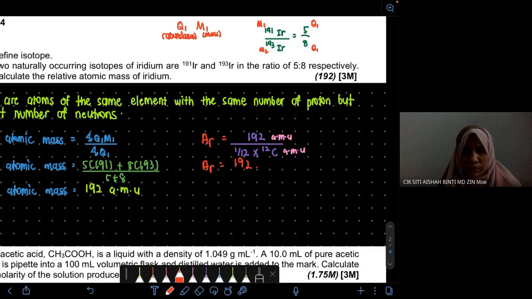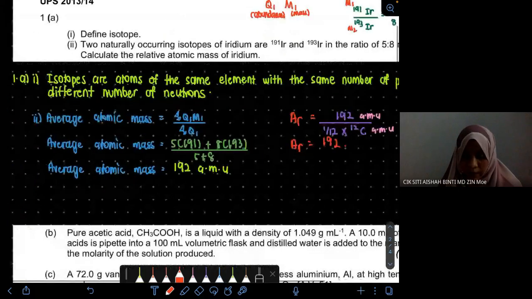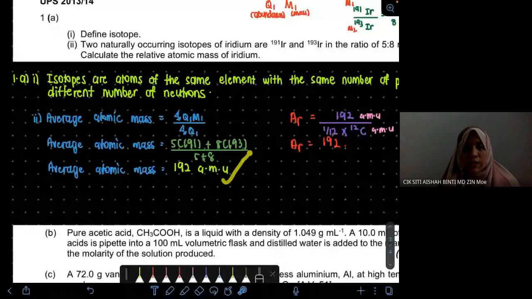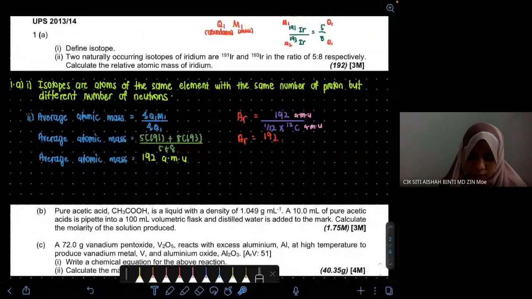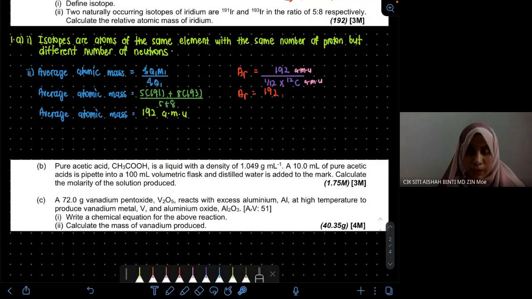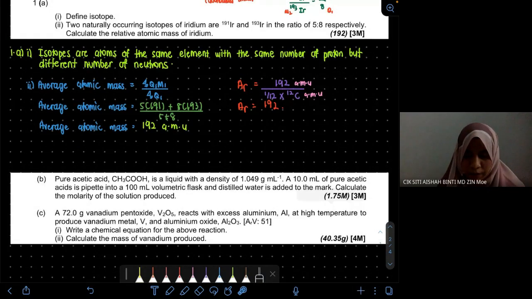For the relative atomic mass, there are 2 steps: one here, and the second one here. So that's for question 1A2, the relative atomic mass. Now we're going to do question B.